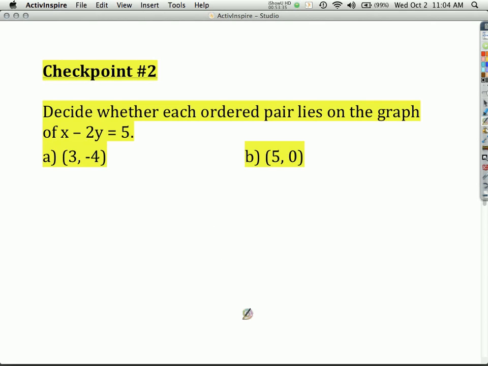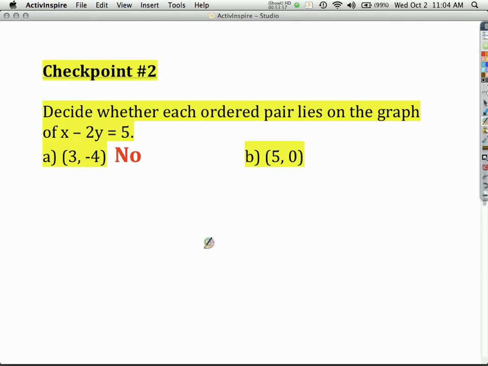Next, we're going to do this by survey. Give me a thumbs up if 3, negative 4 is a solution to that equation. Thumbs up. Got 1, 2. 2 people think it is a solution. No. It is not a solution to the equation.